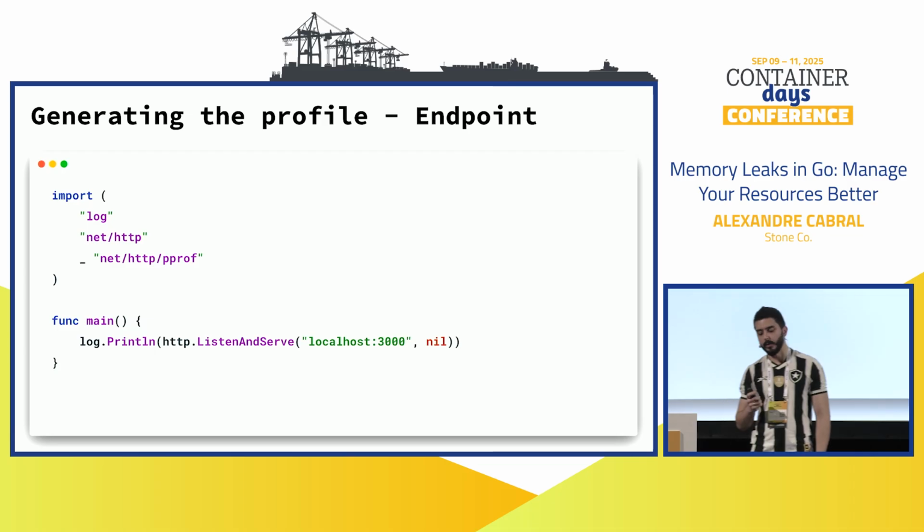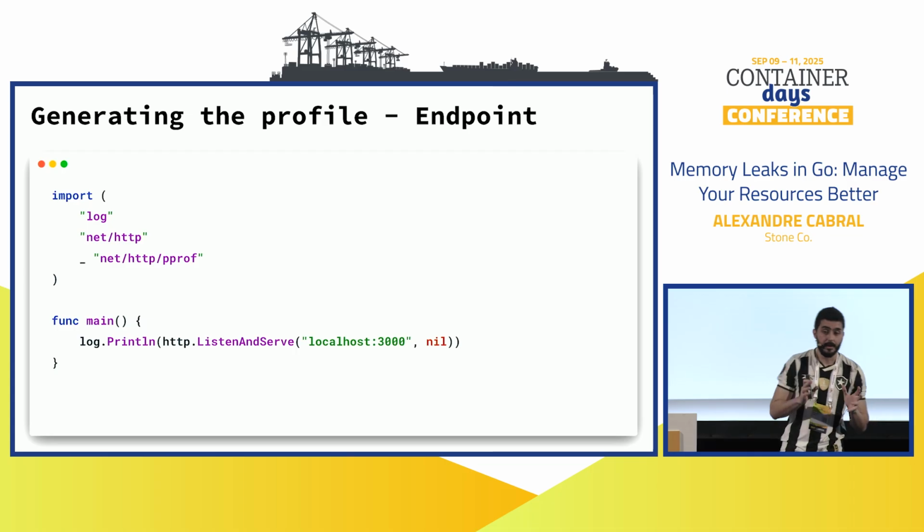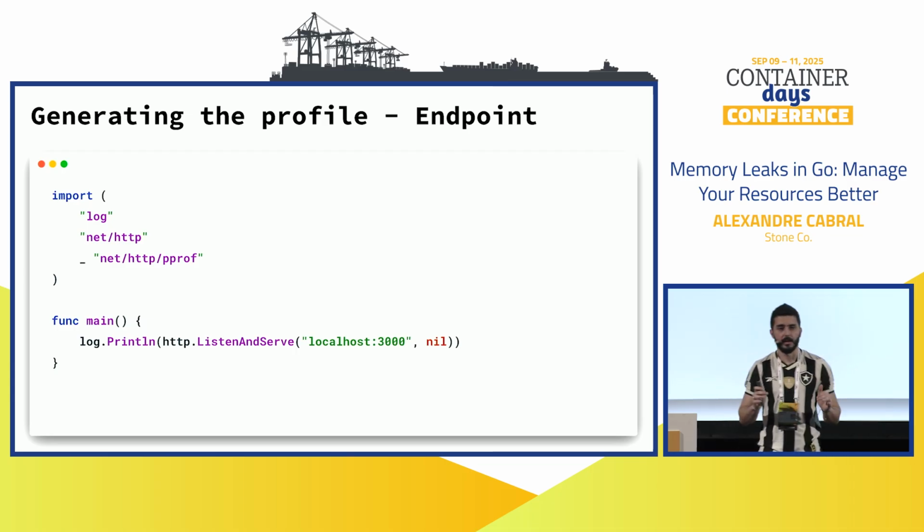What you have to do is just import this package, net/http/pprof, with an underscore. This is telling Golang that you actually need this package, even though we are not mentioning it anywhere in our code. We are not using pprof. And you are telling Golang, don't vanish with this, I need it.